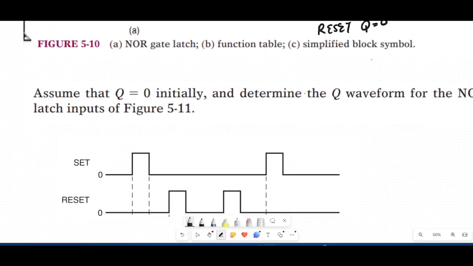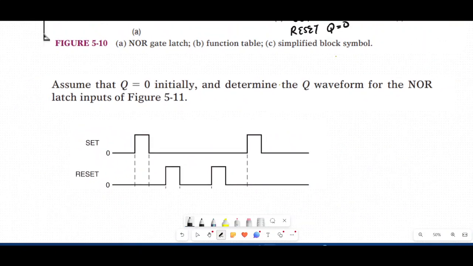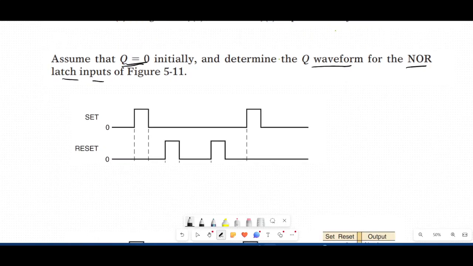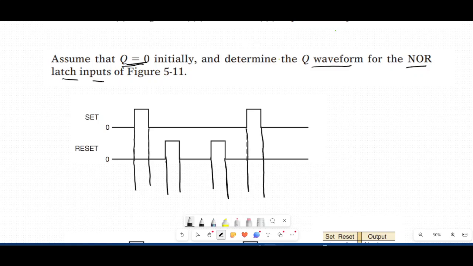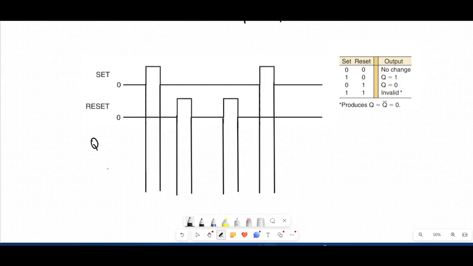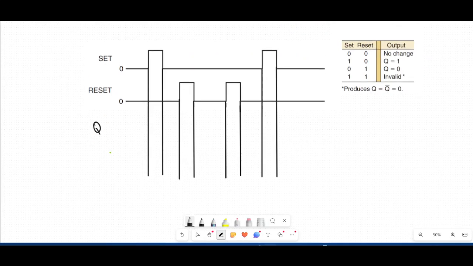Now moving on to a question. It says assume Q, that's the output, equals 0 initially, and determine the Q waveform for the NOR latch input. So we're going to be using the NOR gate table for this. Now, at every point where I see a change in my set and reset, I'm going to draw a line there. The initial version of it can be seen here. It's at these changes that you can record whether set has changed to 0 or has changed back to 1.